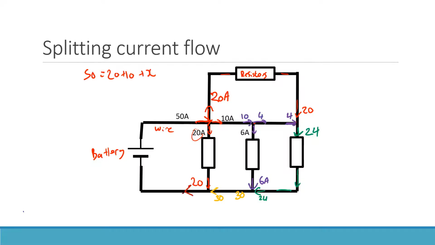We have 50 amps at the end, and that is the current that goes back into the battery. And if we look, 50 amps at the end, 50 amps at the start. The flow may split, but ultimately it all comes back together at the end. And that's Kirchhoff's first law, and that's how we can use this.